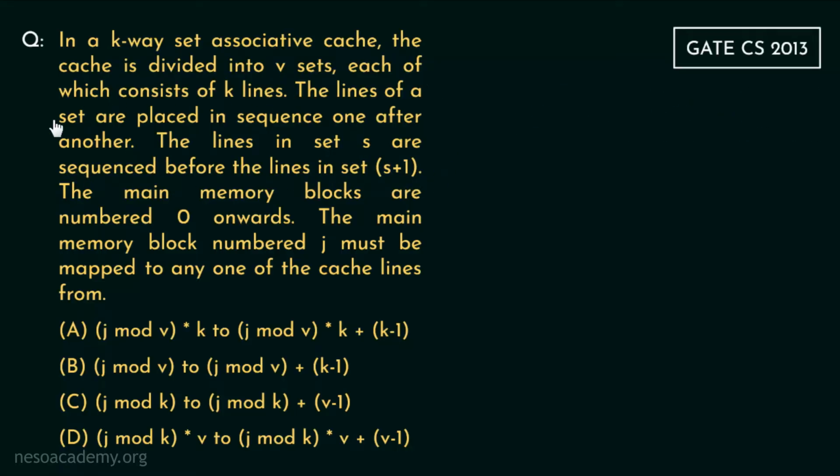Now this is pretty straightforward, isn't it? The lines inside the cache are in sequence. Again, the sets are also in sequence. That means the set number S will be prior to the set number S plus 1. Now the main memory blocks are numbered 0 onwards. That means the first main memory block is going to be numbered as 0 and the rest will follow. The main memory block numbered J must be mapped to any one of the cache lines from these to these. Now these are the options given and we need to find out the correct one. So let's try to solve this.